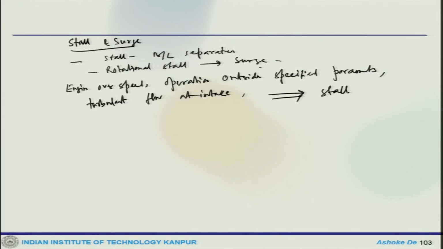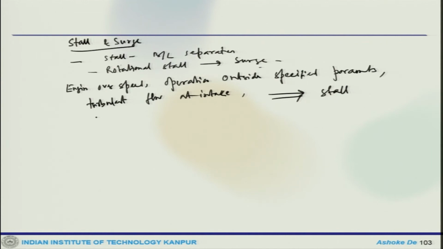Then there are rotating stall and surge phenomena also. These are quite severe problems in the axial flow compressor, and that not only has direct impact on the material or the loading, but also degrades the performance of the compressor. So, these are the issues.